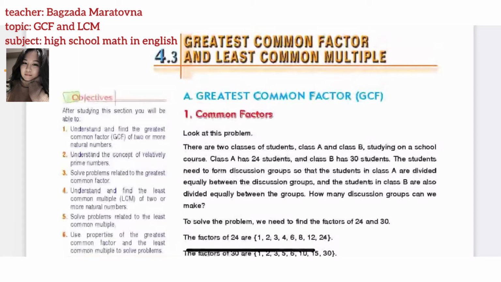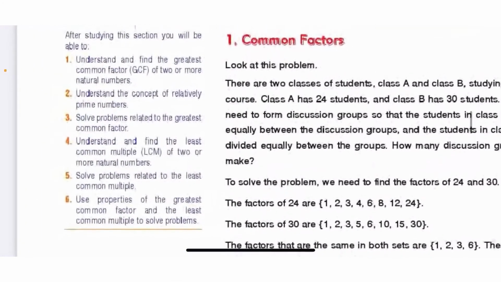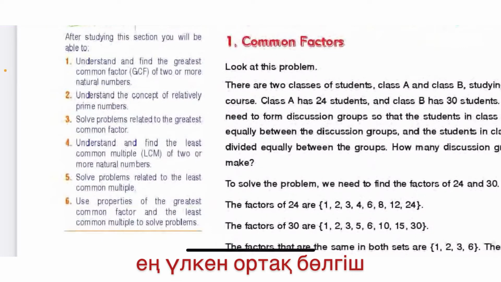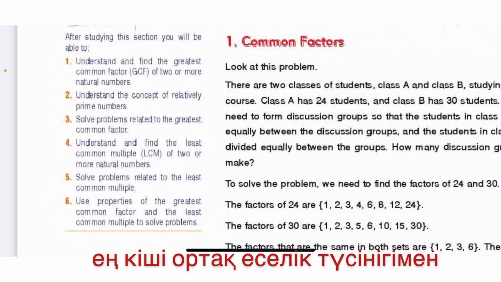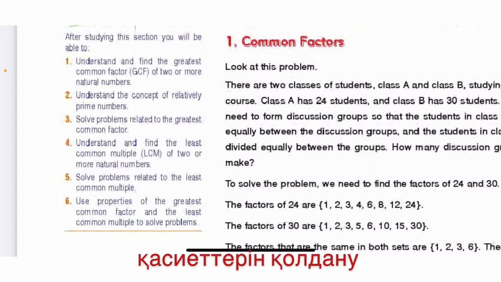Hello everyone, today's topic will be about greatest common factor and least common multiple. The objectives of this lesson: we will be able to find the greatest common factor of two or more natural numbers, understand the concept of relatively prime numbers, solve some problems, understand and find the least common multiple of two or more natural numbers, solve problems related to this, and use the properties of the greatest common factor and the least common multiple to solve problems.